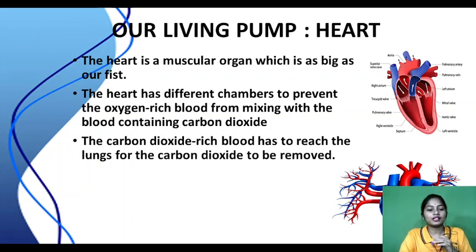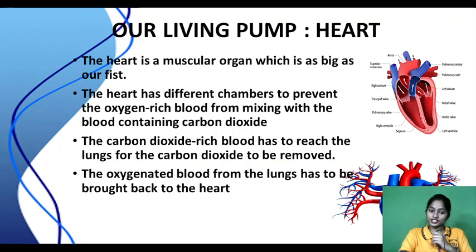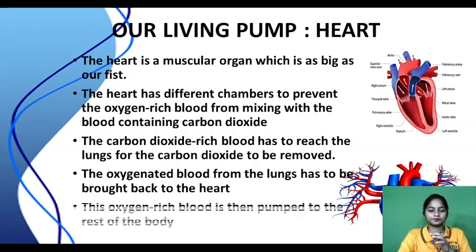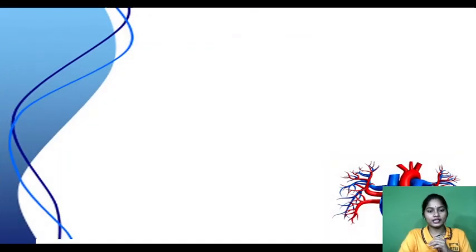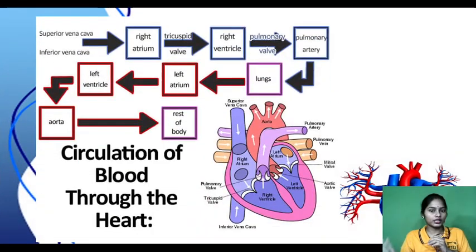Now see, the carbon dioxide rich blood has to reach the lungs for the carbon dioxide to be removed, because the impure blood has to reach the lungs, from where it will be supplied with oxygen. The impure blood went near the lungs and it got pure, and it will again come back to the heart, from where it will be transported to different parts of the body. The oxygen rich blood is then pumped to the rest of the body, right? And see, this is the total network.